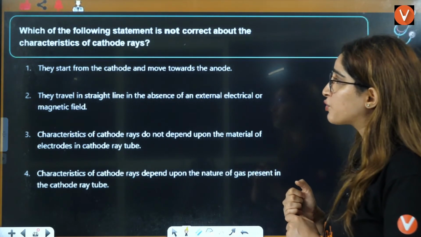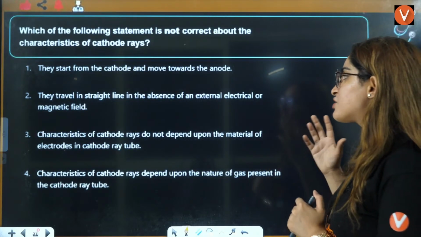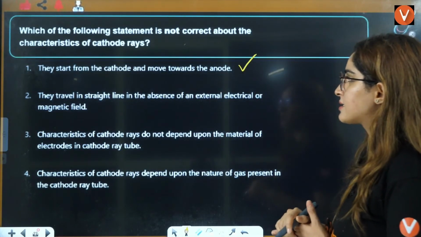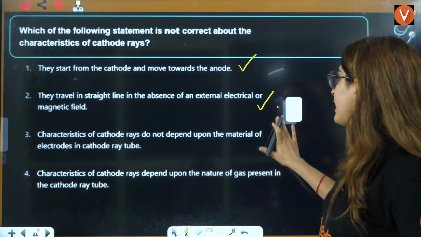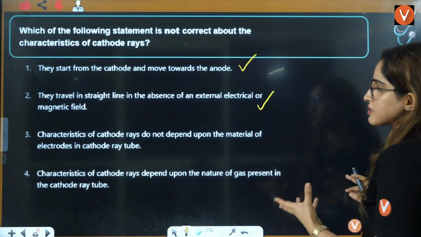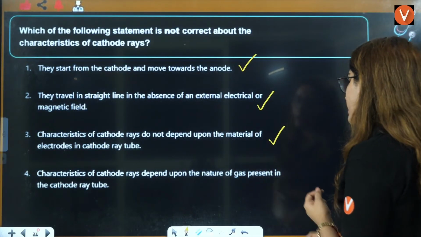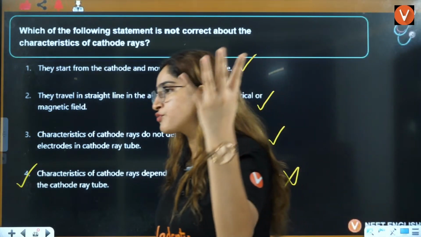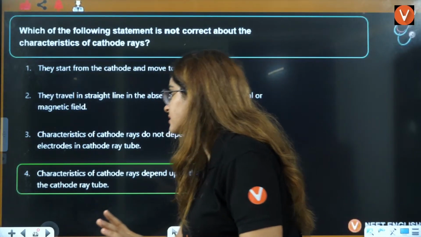Which of the following statements is not correct about the characteristics of cathode rays? They start from cathode and move towards anode. That is correct. They travel in a straight line in absence of external field. Yes. The characteristics of cathode rays do not depend upon the material of electrodes in the cathode ray tube. Yes. Characteristics depend upon the nature of gas. No, they will not depend upon the nature of gas. So option 4 is the incorrect statement. That's why the 4th is the correct answer here.